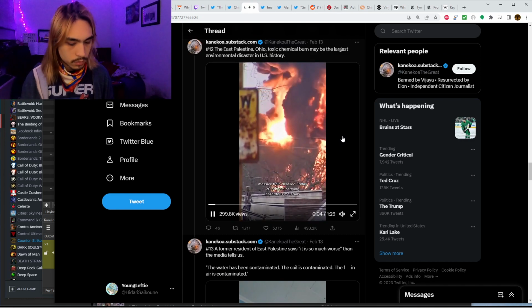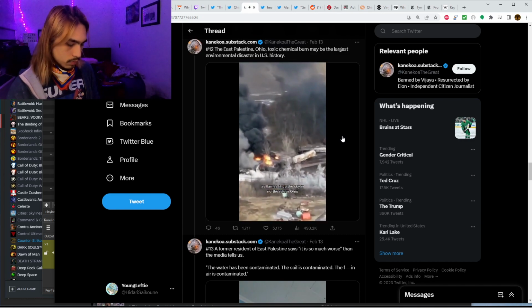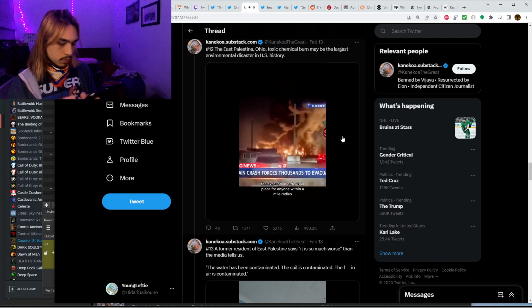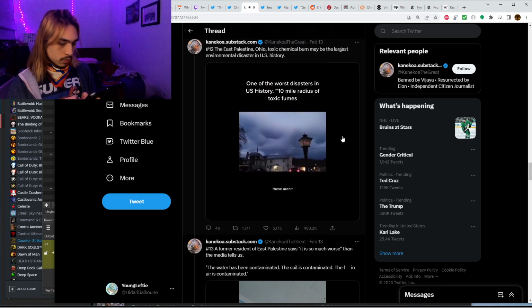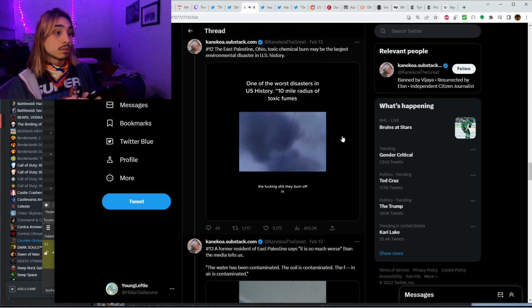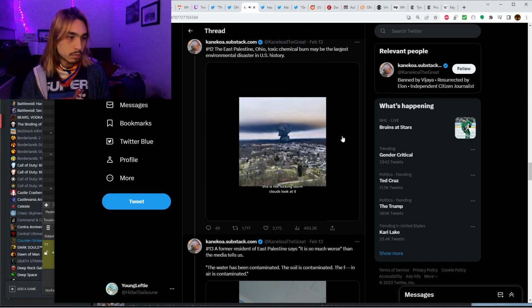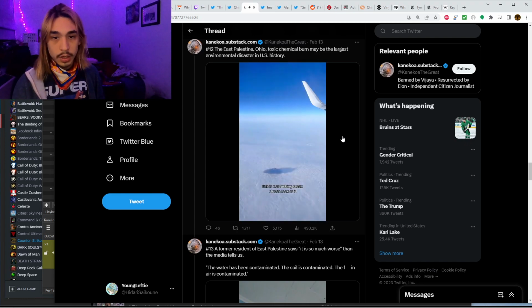In hazardous materials, as flames lit up the sky in northeastern Ohio, the evacuation order is in place for anyone within a mile radius of the crash site. These aren't storm clouds. This is the shit they brought up in East Palestine! This is not storm clouds! It is not. Look at it!